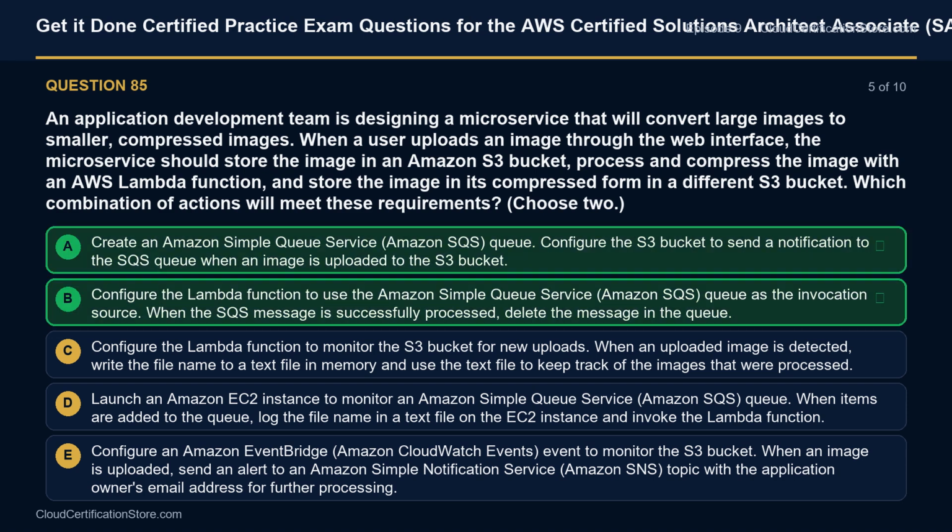The correct answers are A and B. Option A. Create an Amazon SQS queue. Configure the S3 bucket to send a notification to the SQS queue when an image is uploaded to the S3 bucket. Option B. Configure the Lambda function to use the Amazon SQS queue as the invocation source. When the SQS message is successfully processed, delete the message in the queue.